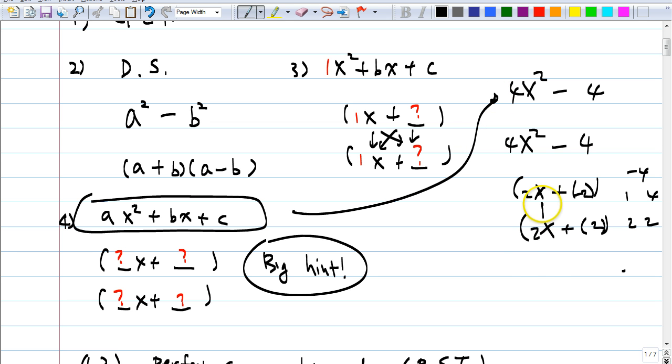Because look at when you do this, don't you get 4x squared? Here, plus 4x. Here, what do you get? Minus 4x. Here, what do you get? Minus 4. Checks. What do you get here? This happens to be 0. Checks. You see? The middle term is 0. That's why. You see what I'm talking about?